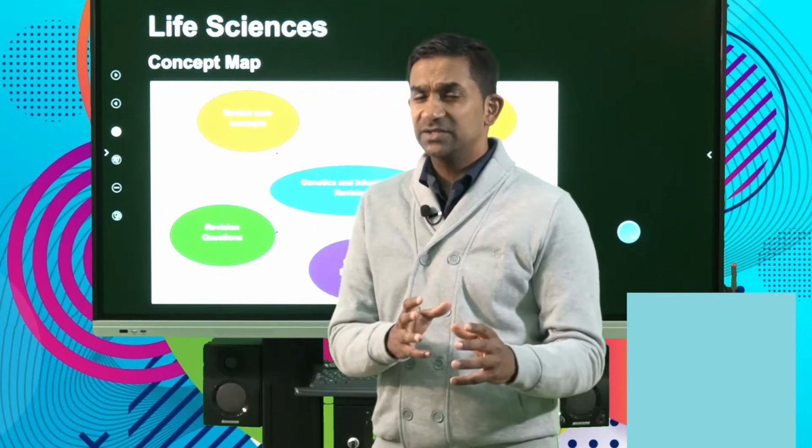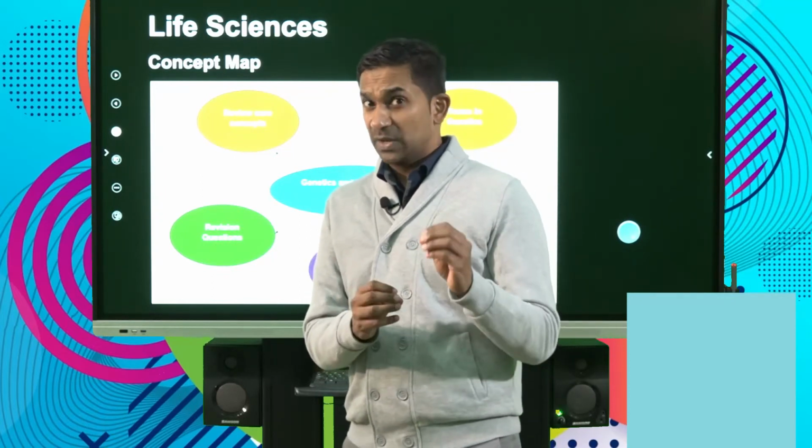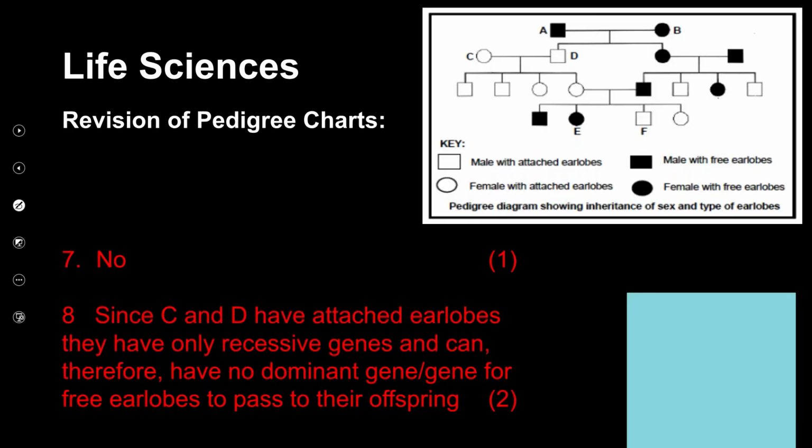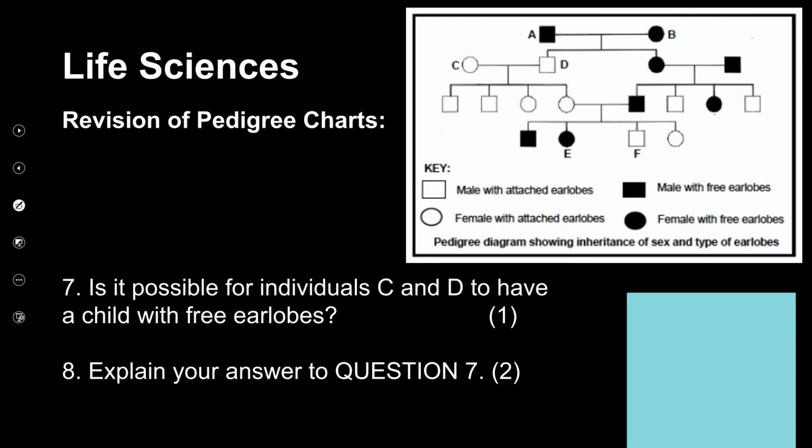I'd like to go back to that and unpack some of that when we look at how pedigree diagrams are interpreted. So again, I'm going to go back to this, and I'm going to refer to this chart. The question that we're going to get onto is: is it possible for individuals C and D to have a child with free earlobes? So guys, when we look at individuals C and D, if we remember, I illustrated this earlier on that the free earlobes is the dominant trait.